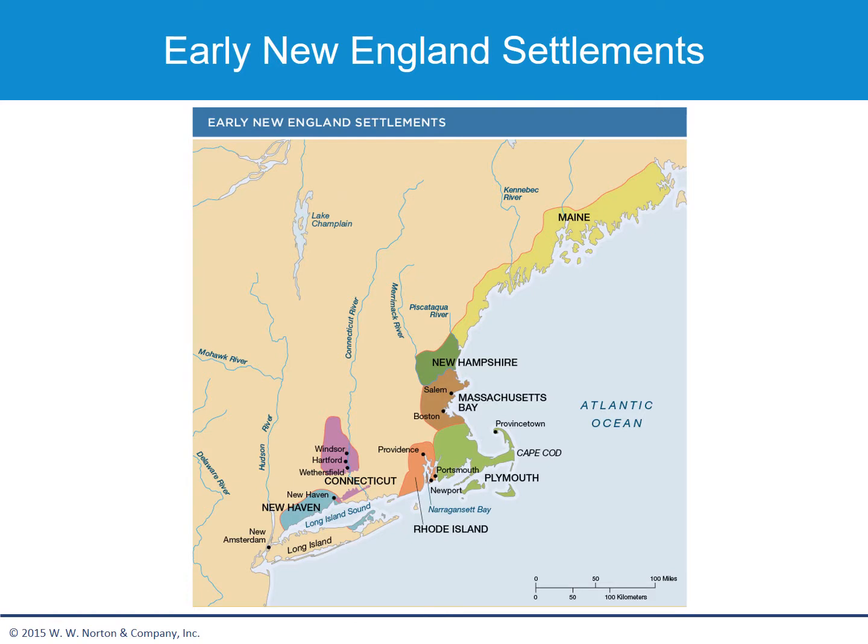This map just shows us some of the major colonies that became what we call the New England settlements, and we're going to be talking about all of the New England colonies as we proceed through the chapter.